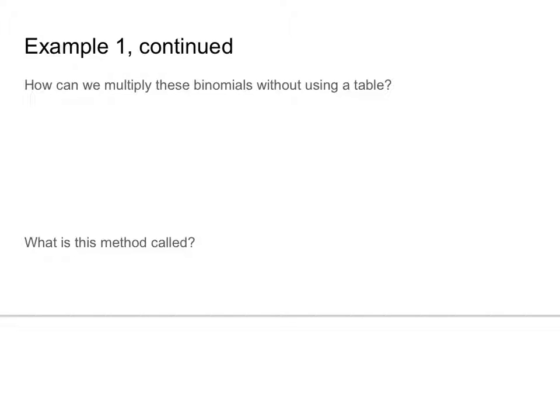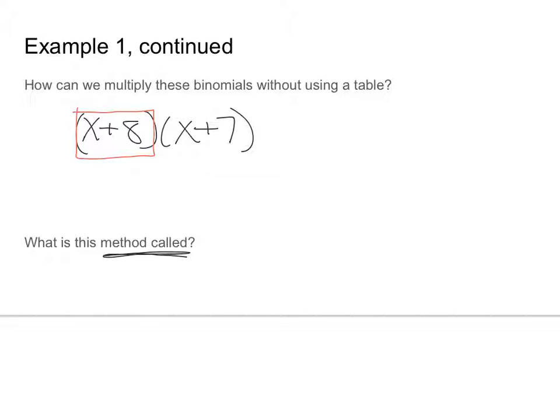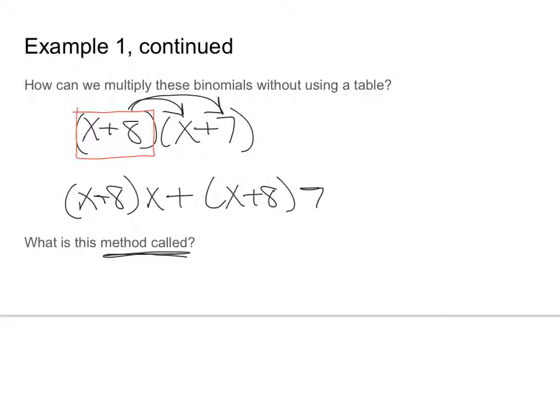Okay, continuing on with example 1. How can we multiply these binomials without using a table? And as we go through it, I'm hoping you'll recognize what the method is called. So let's write down the problem again. x plus 8 times x plus 7. So what I'm going to do, I'm going to group these together. So I have x plus 8 times x and x plus 8 times 7. And if you remember, that was grouped in a box.